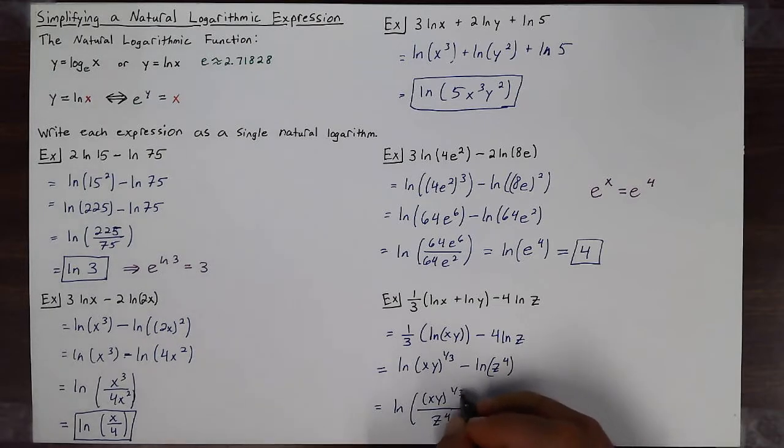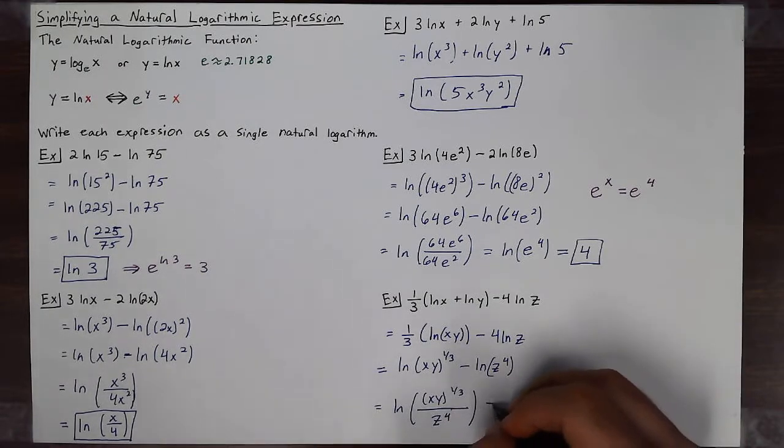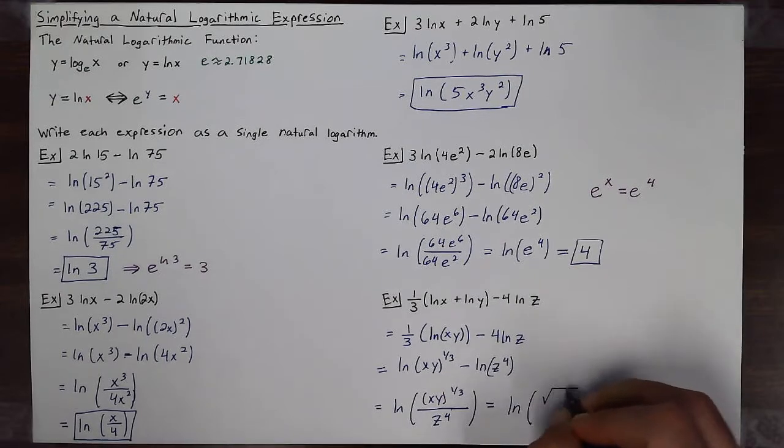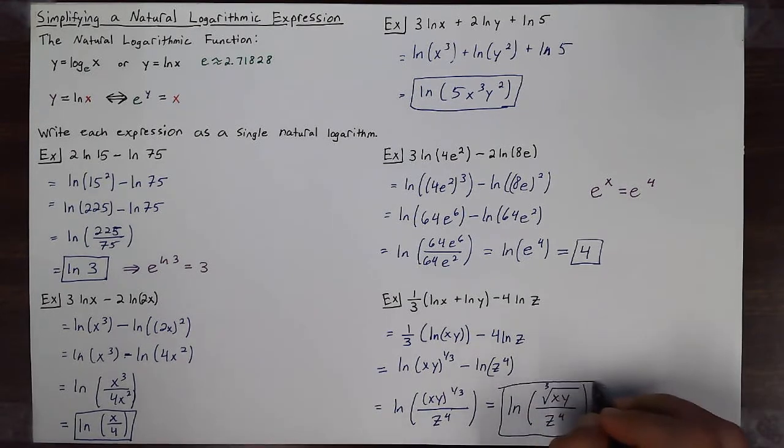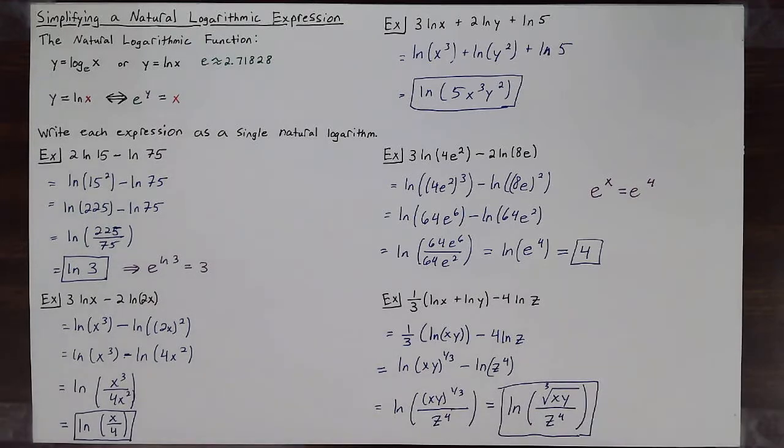Now the 1/3 power is a cube root, so a better look for this expression would be the natural log of the cube root of xy divided by z to the 4th. And that is how you simplify a natural logarithmic expression.